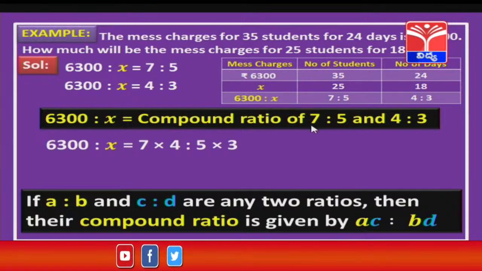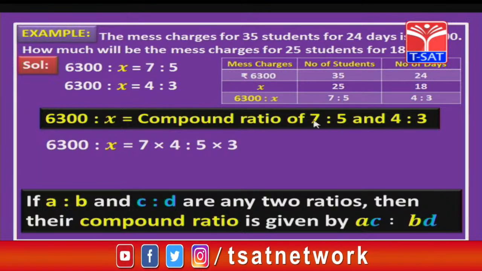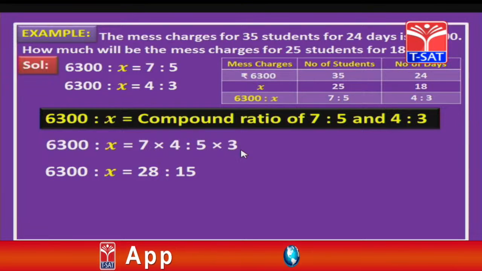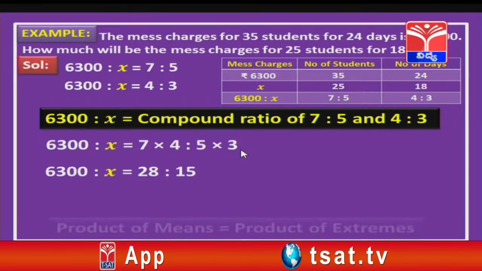So here, what is A? 7, and C is 4. So 7 into 4. Just multiply them and see what you get, children. Yes, we get 6300:x is equal to 28:15.